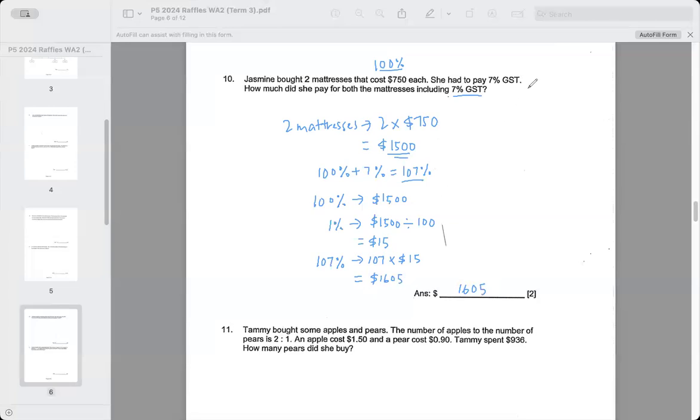Let me just highlight something here. She said that she had to pay 7% GST. So the total is 7% GST. It doesn't mean that one mattress is 7% and two mattresses is 14%. It doesn't work that way. If we have found the total of two mattresses originally without GST, you just have to find the total after GST, which is 107%. Please do not double count the GST. The GST is always 7% of the total. So this is how we solve question 10.